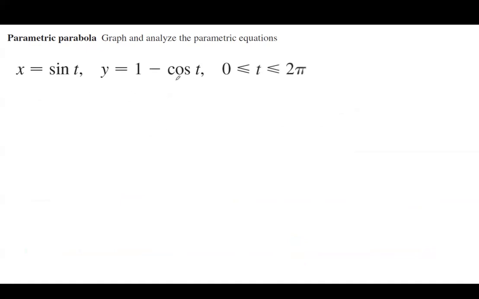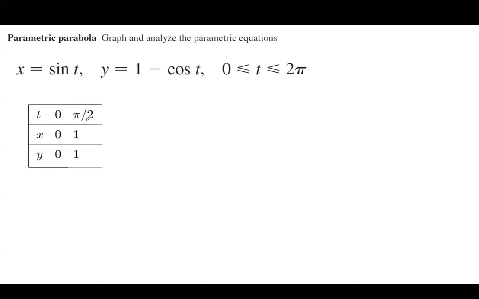Another example for you. Here we have x equal to sine t and y equal to 1 minus cosine t, and t is bounded between 0 and 2 pi. So let us form our table, t, x, and y. You can plug in different values for your t based on the given interval. When t is equal to 0, of course, sine of 0 is 0, and cosine of 0 is 1, so 1 minus 1 becomes 0.